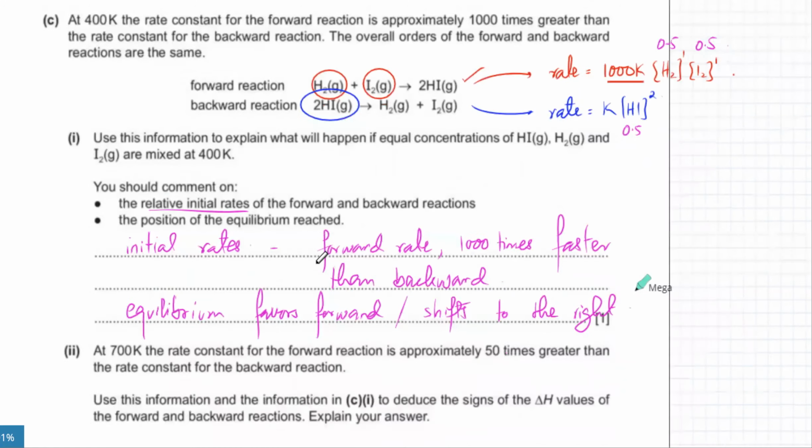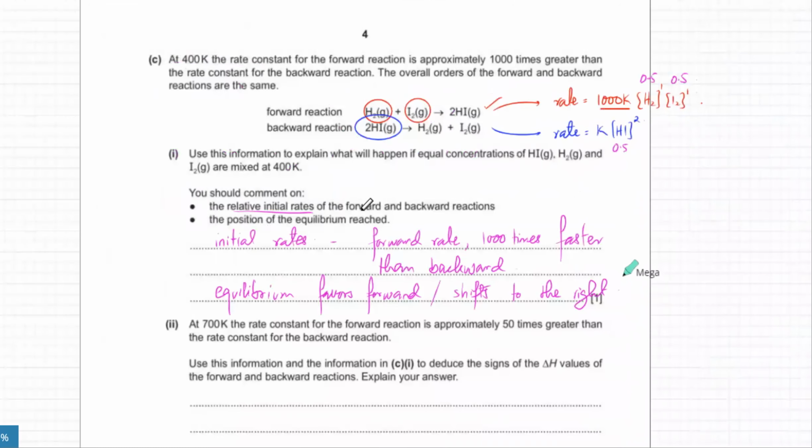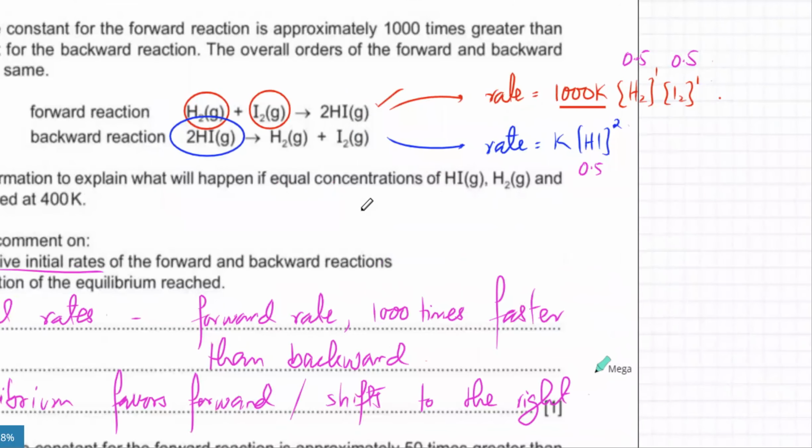That's clear. So next, they're saying that at 700 kelvins, the rate constant for the forward reaction is approximately 50 times greater than the rate constant for the backward. So now, at a different temperature, remember, the value of K is a constant. It only changes with temperature, just like the equilibrium constant. Actually, this K is linked to the equilibrium constant. So what he's saying is that now it's 50K, just 50 times greater.